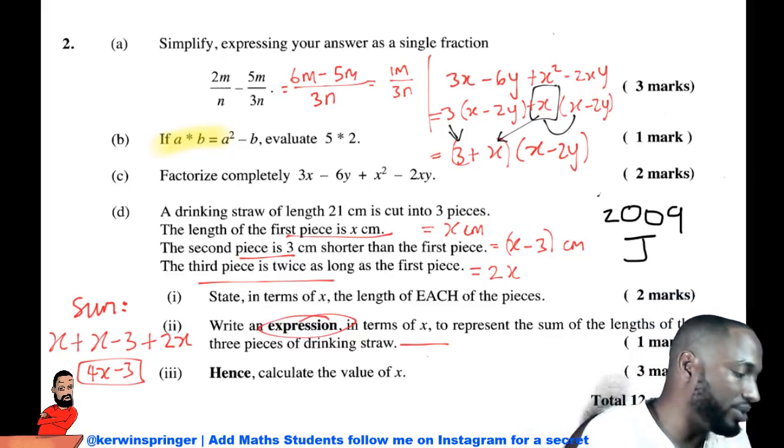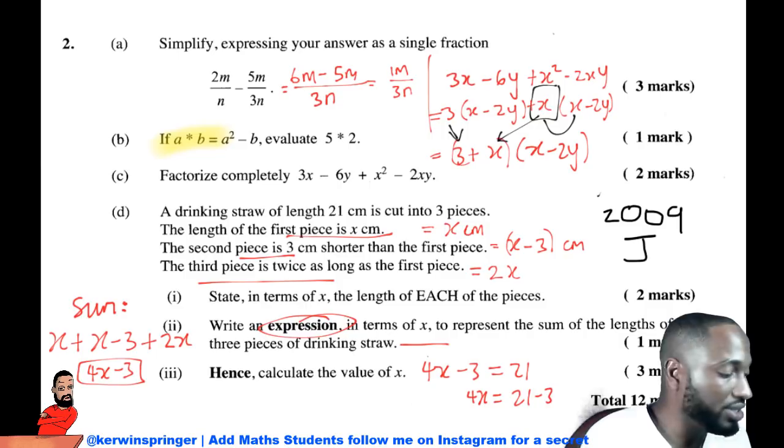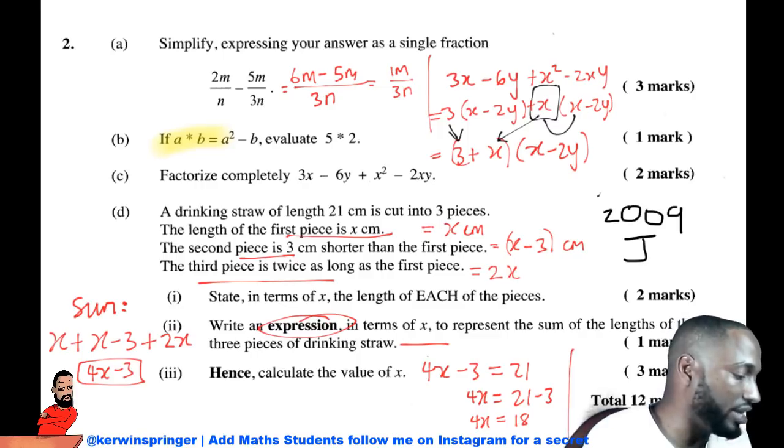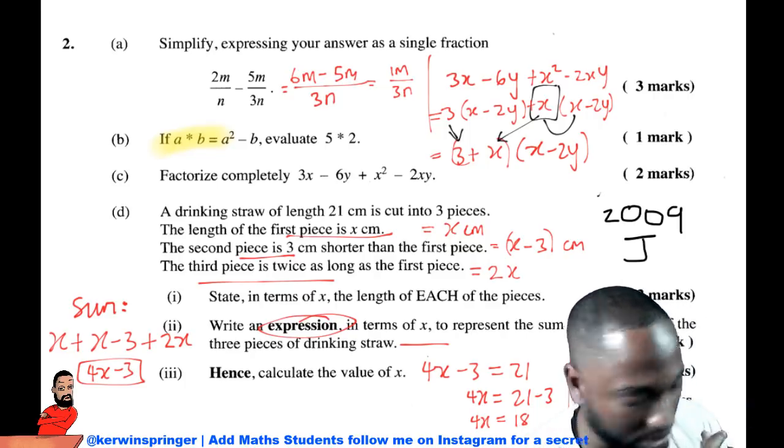So now to evaluate for x, you'll have 4x take away 3 is equal to 21. So 4x is equal to 21 minus 3, 18. So I'm just going here to do the finishing. x is equal to 18 divided by 4. And let me see if we've seen answers out here.